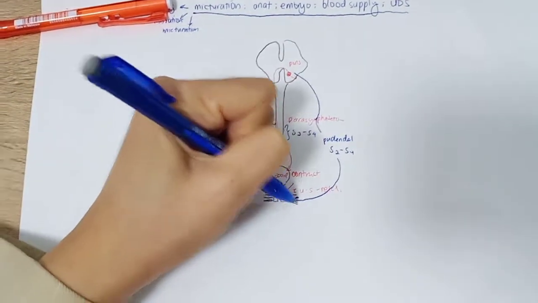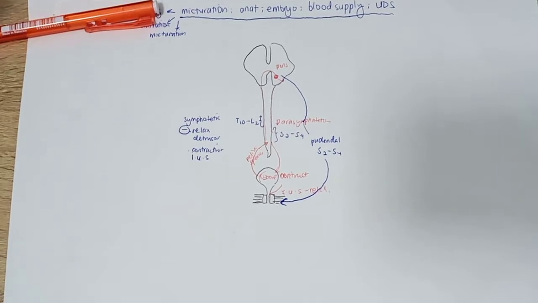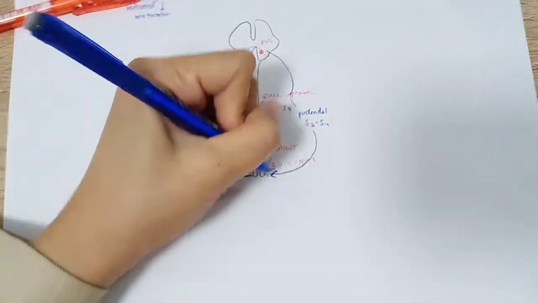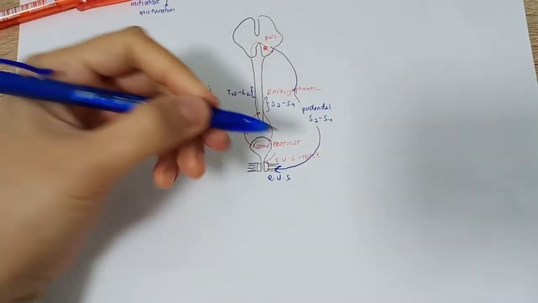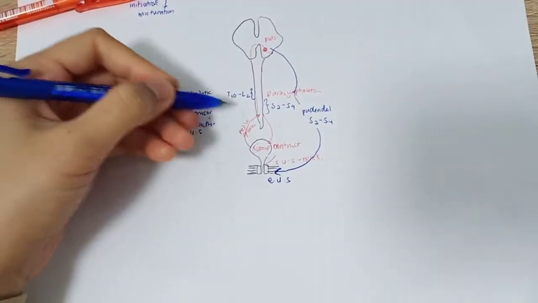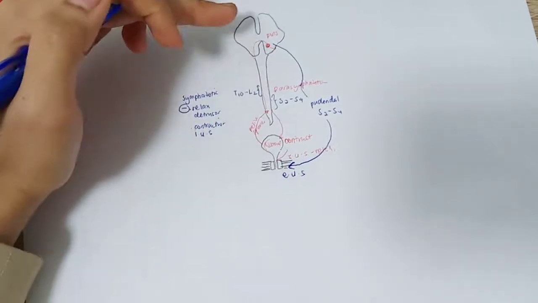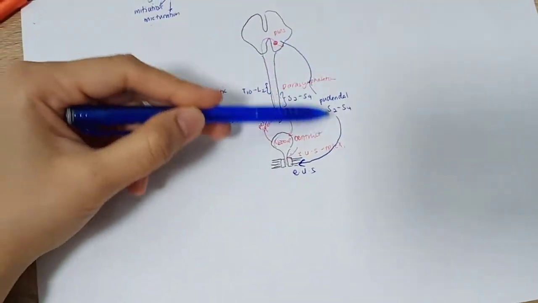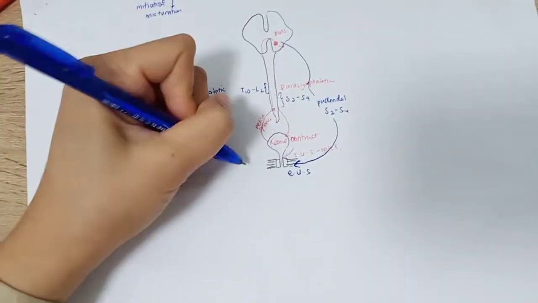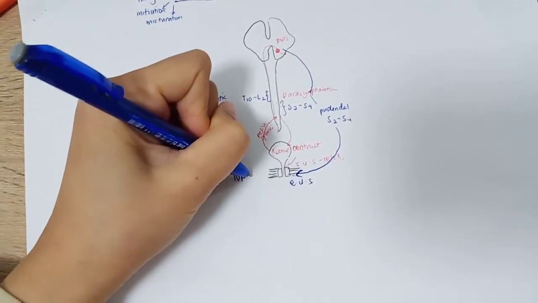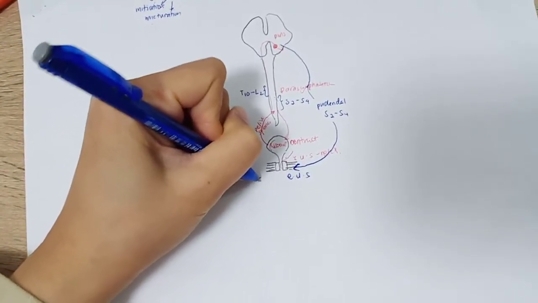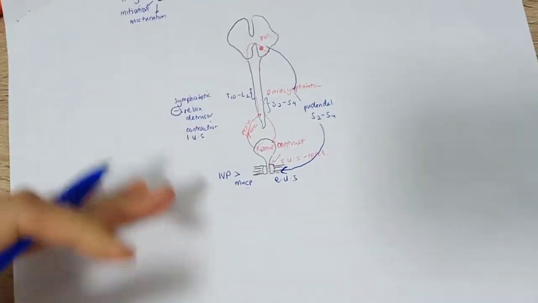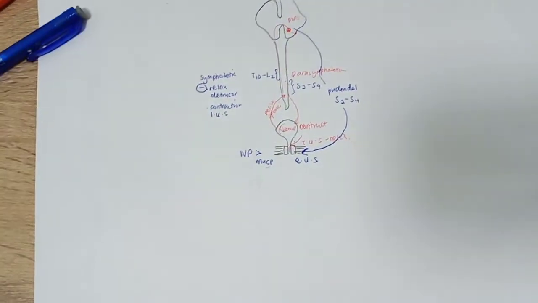For the voluntary part, when there is a toilet or a suitable condition to pee, the information via the pudendal nerves will go to the external urethral sphincter, so that the muscle will relax and we can start to micturate. So that will be micturition. We have the filling here, the initiation here, and the micturition. And micturition only occurs when the IVP, the intravesical pressure, is more than the MUCP, the maximal urethral closure pressure. This will be the basis of the UDS.